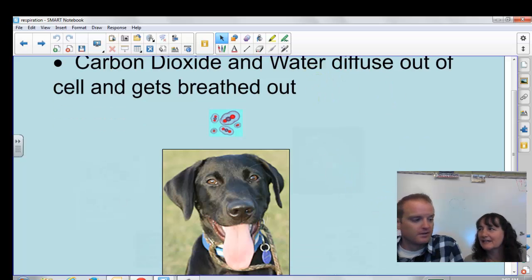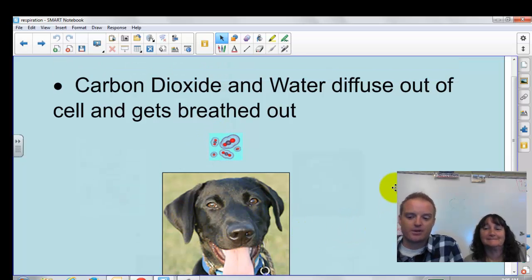You can breathe it on a window and draw a picture in it. So there's a CO2 molecule, and we put the picture of the dog because when they pant, you can definitely feel the hot breath and all that water vapor coming on you there.